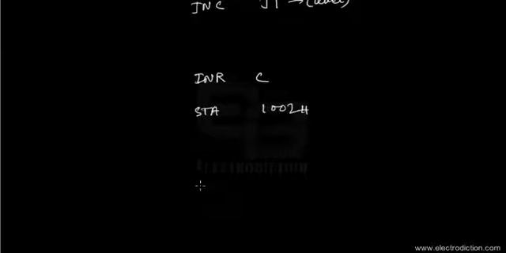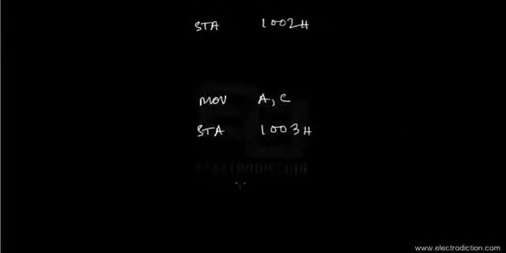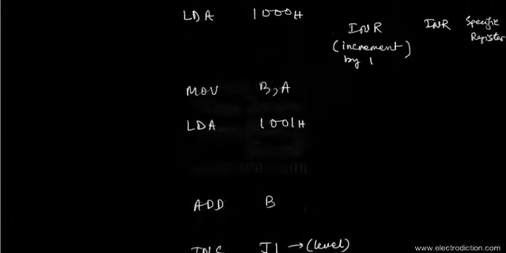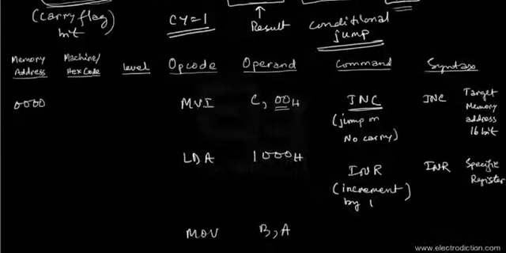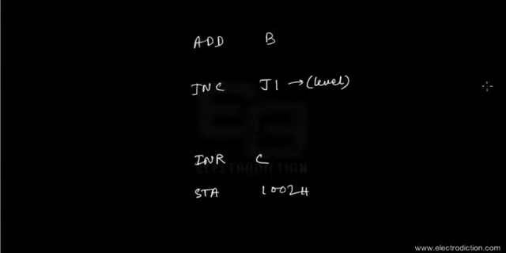So we need to move the contents of the register C into A. So MOV A, C, and after that we write the STA command once more. This time we store the carry bit in the location 1003H, and that brings us to the end of our program.